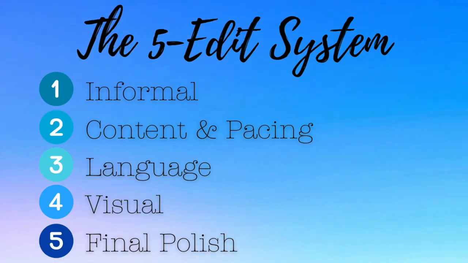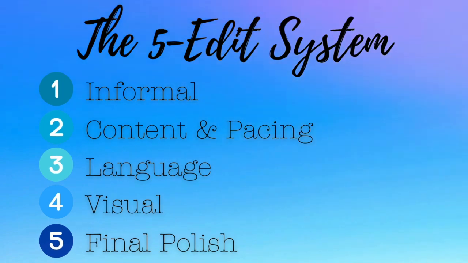Well, I've developed what I call the 5-edit system. It's a way to help me break down the editing process without getting overwhelmed with all the parts like I used to do. So in the 5-edit system, you go through your manuscript 5 times in 5 different ways. And it helps you to hone in on just the thing you're editing for at that time and gives you the freedom to let go of all the other things, because when it's all coming at you at once, it can be overwhelming and a lot. So here's an overview of the 5-edit system.